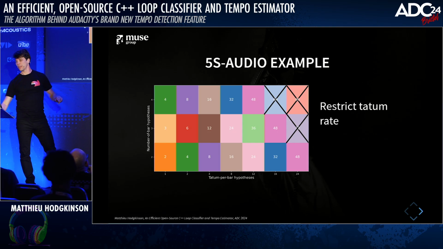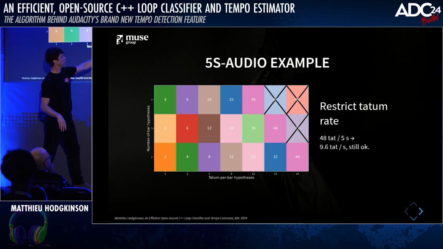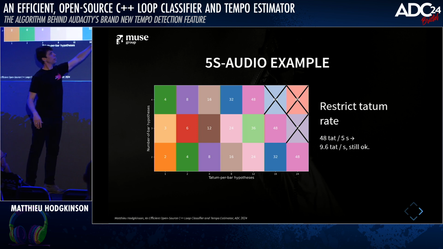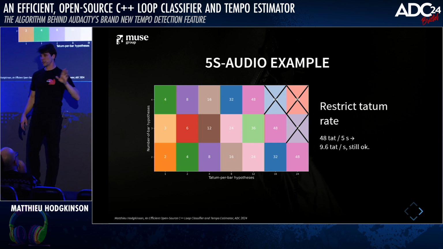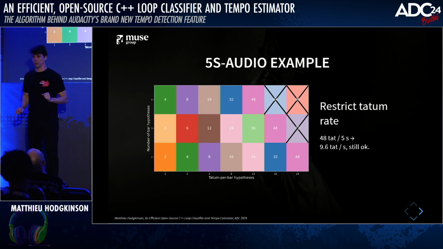If we have a tatum count of 48 over 5 seconds, like in this example here, that would mean that per second we have almost 10 tatums, and that's about the fastest I think that a normal person can perform on an instrument.